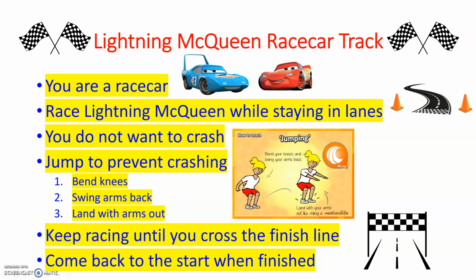So students, today we're going to be playing a game called Lightning McQueen Race Car Track. This is going to be an obstacle course. You are a race car, just like Lightning McQueen is. You need to race Lightning McQueen, but when you do this, you need to stay in the lanes. And the lanes are marked by these orange cones right here.